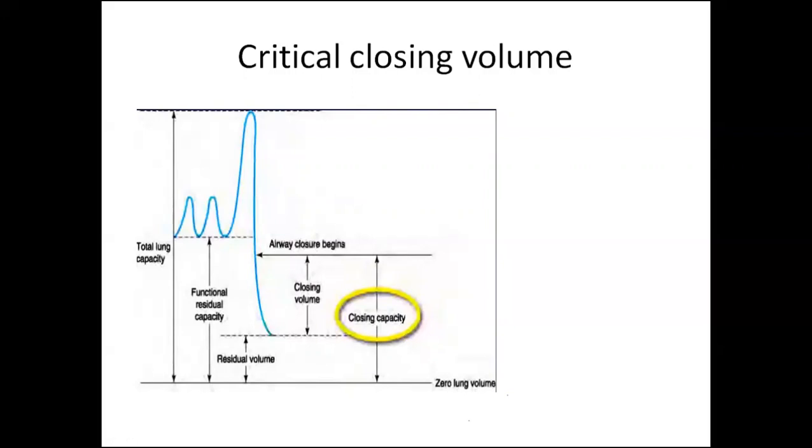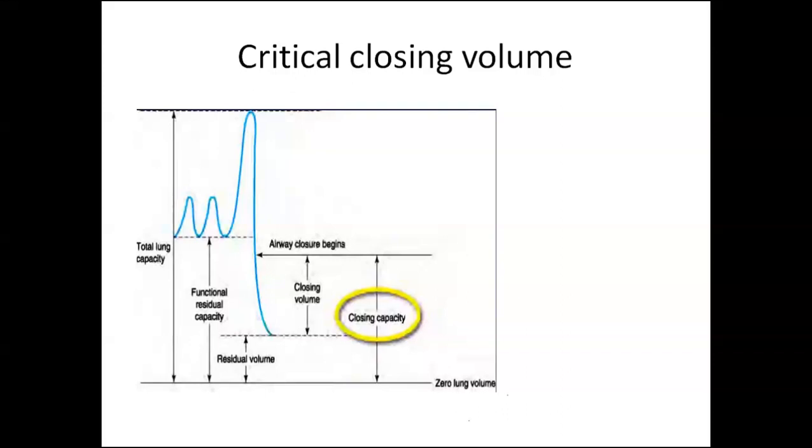What will be the normal relation between functional residual capacity and closing volume in a normal lung? There is no inverse or directly proportional. I am just asking which is more or which is less. Functional residual capacity is more. Closing volume will be less. So critical closing volume is constant. It is never going to change. It is constant for any lung.